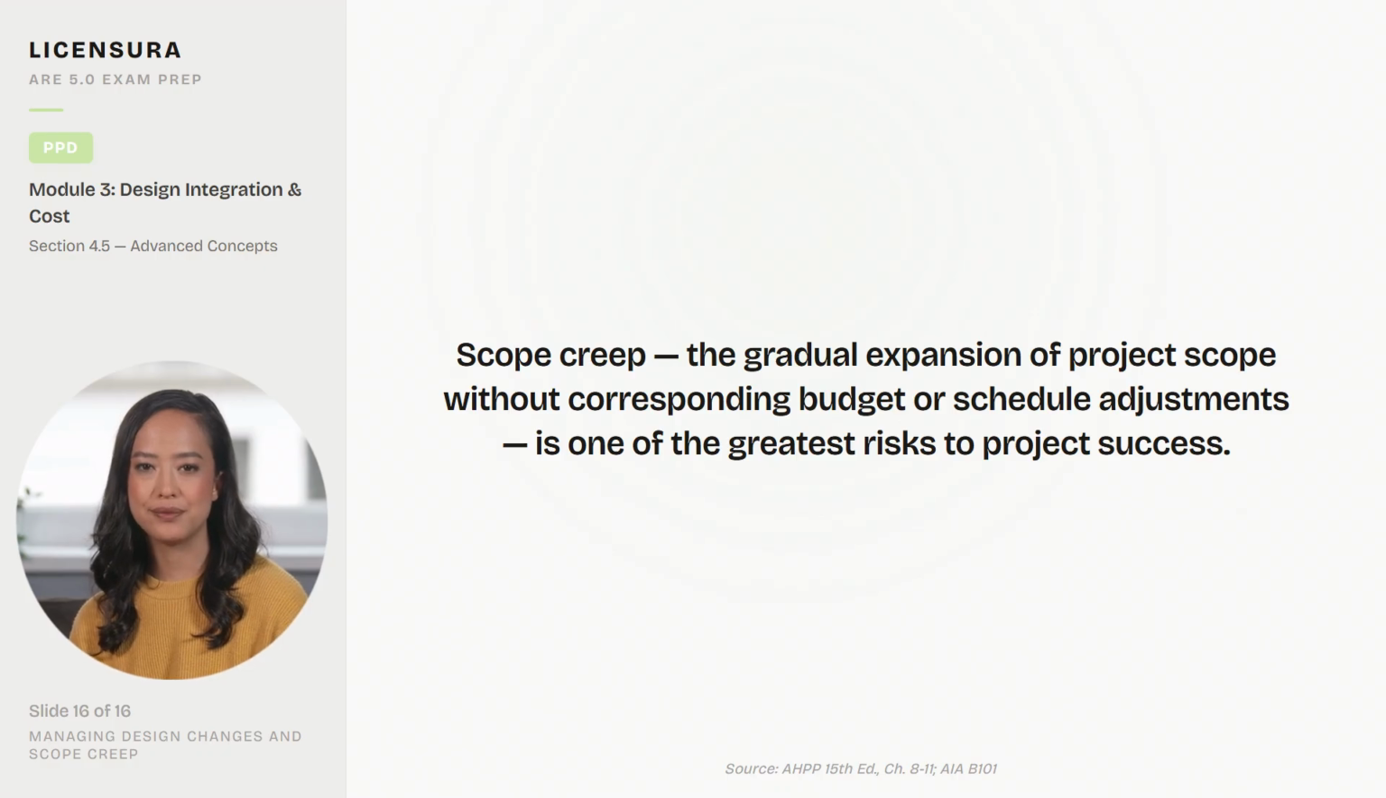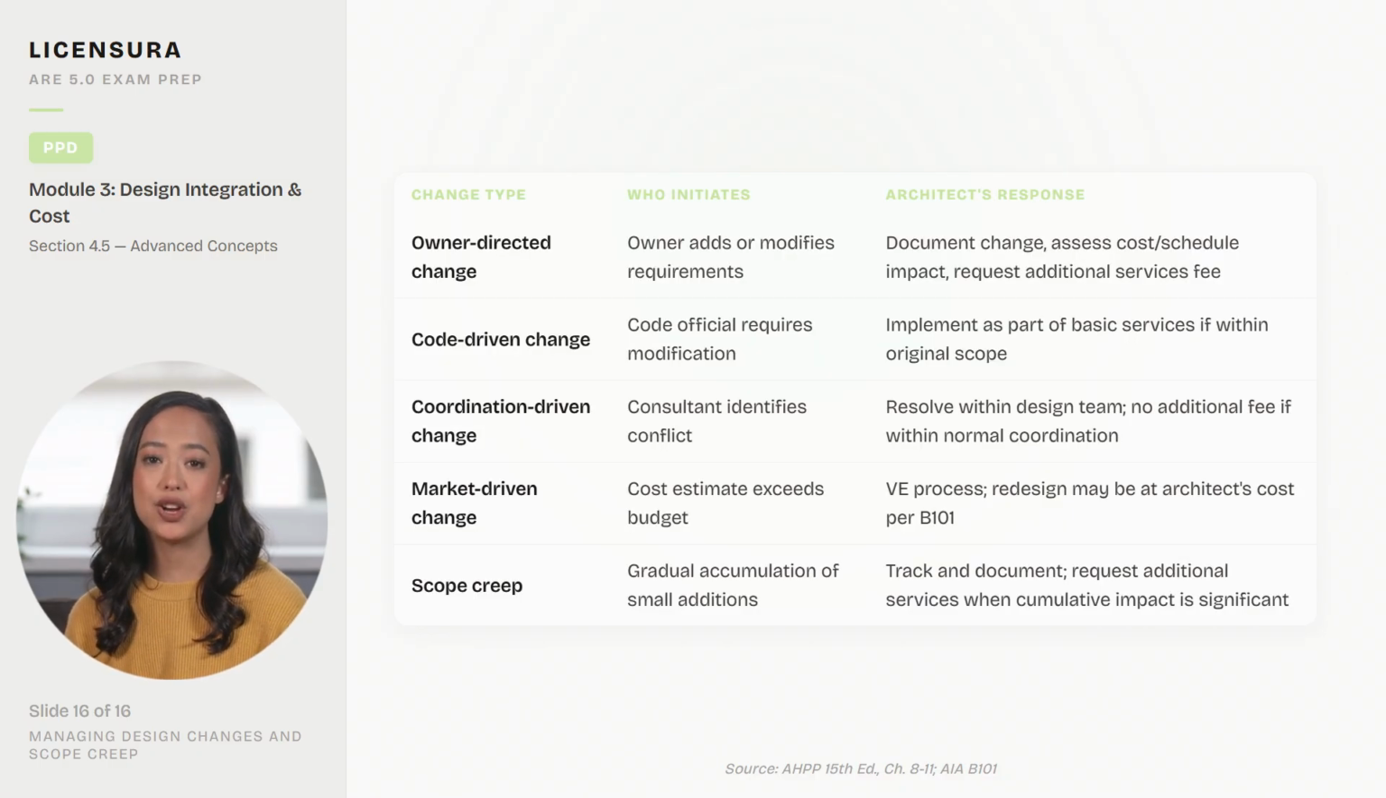Scope creep. The gradual expansion of project scope without corresponding budget or schedule adjustments is one of the greatest risks to project success. The architect must manage scope actively, documenting every change and its impact. This table shows 5 types of design changes and how the architect should respond. Owner-directed changes require documentation and cost schedule impact assessment with additional services fees.